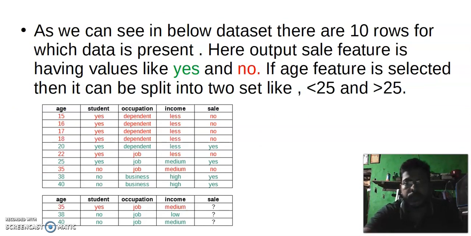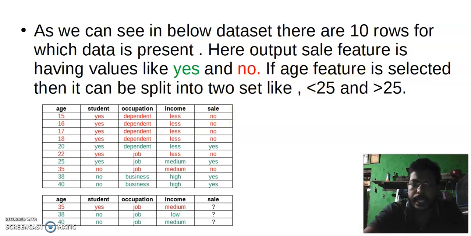So as we can see, in the data set below there are 10 rows of data. You can see on the screen: age, student, occupation, income and sale. Sale is the output column. You can see the question mark, and we have to identify whether a sale has to be there or not. If a sale is there, then it has to be yes. If a sale is not there, then it has to be no. So how will the data be calculated? Based on this existing data. The output feature has values yes and no. You can see yes is written in green color and no is written in red color.